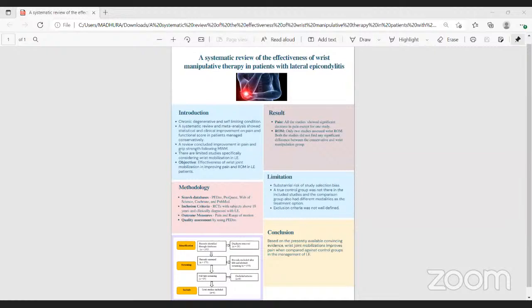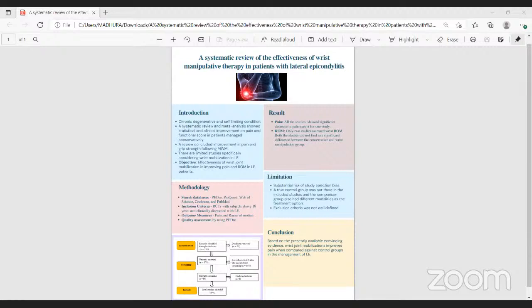Another review by Bisset et al. stated that manual therapy approaches to the cervical spine or elbow and wrist joint may relieve discomfort and increase pain-free grip strength immediately post-treatment, but there is inadequate evidence regarding the long-term effect of manual therapy.